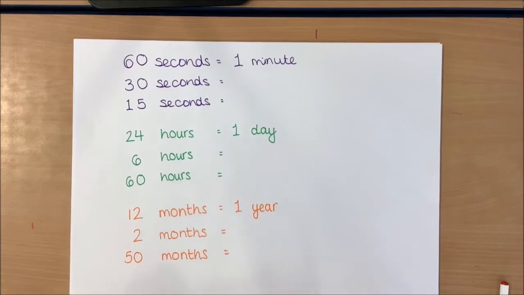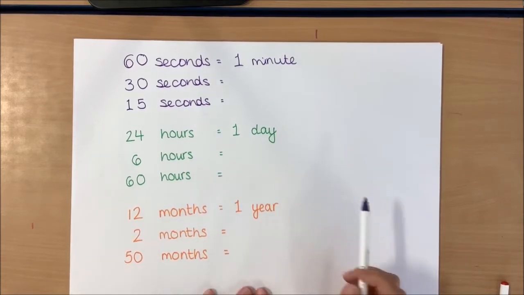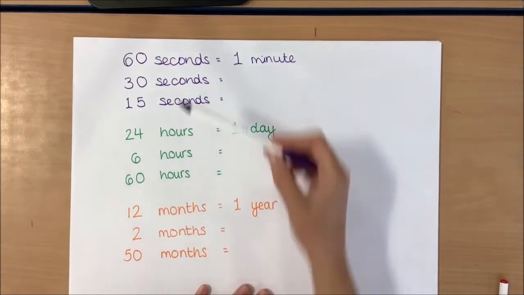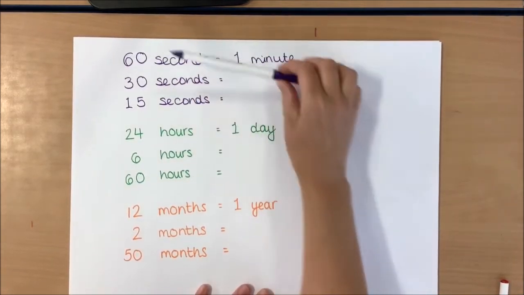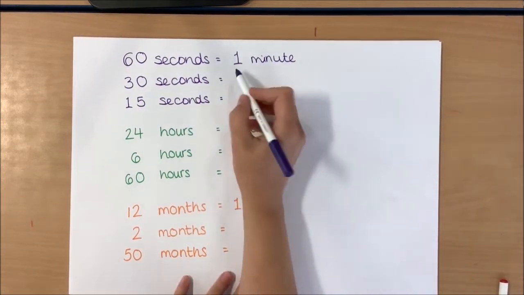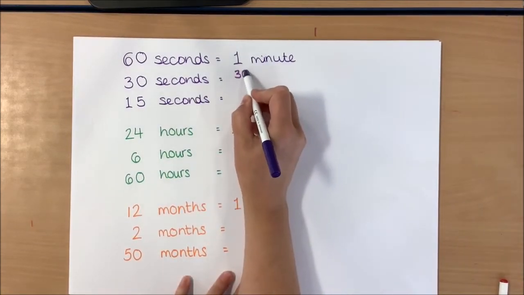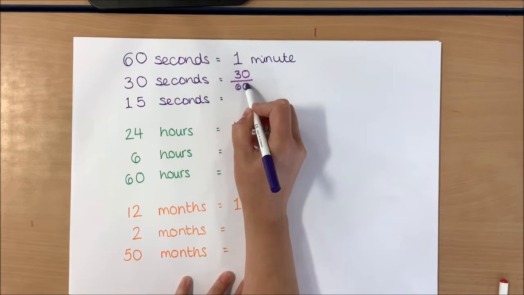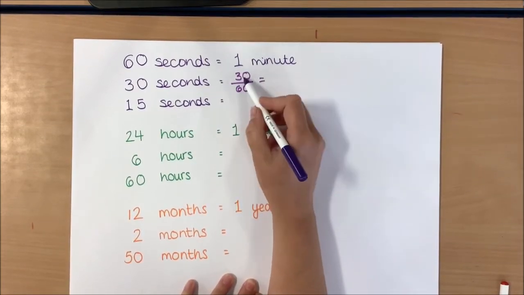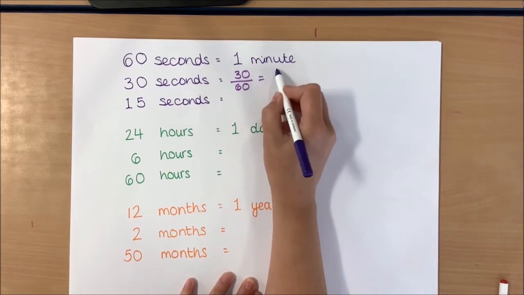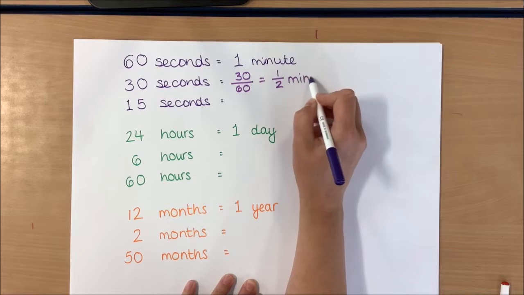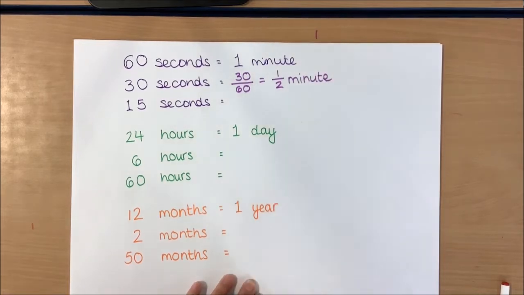So the purple questions are seconds into minutes. So I've done the first bit, 60 seconds is 1 minute. And if you didn't have that one, it's always a good idea to write that down for yourself anyway to remind yourself. So 30 seconds is 30 seconds out of 60 seconds. And if we use our fractions knowledge there, we can divide both of those by 30. So 30 seconds is half a minute. Of course, you could have been able to do that mentally as well, just showing you the written method.